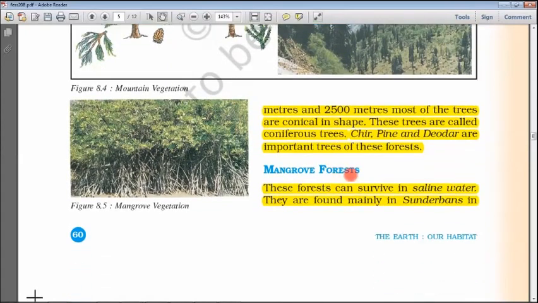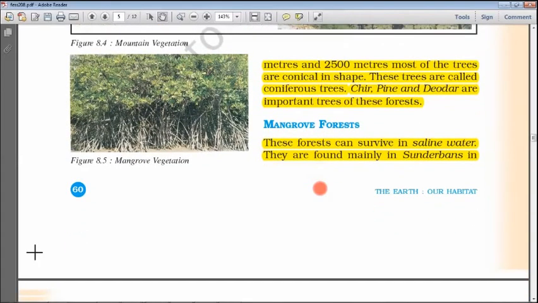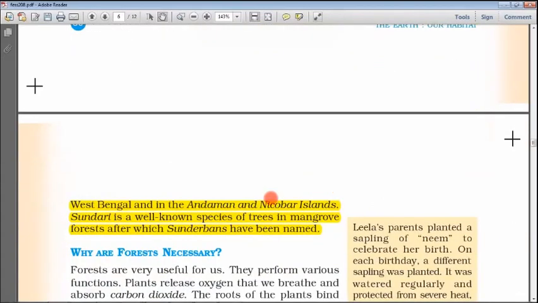And then you have a mangrove forest. These forests can actually survive the saline water. They are mainly found in Sundarbans in West Bengal and in the Andaman and Nicobar Islands. In the Sundarbans, there are trees known as Sundari. This is one of the well-known species of trees in the mangrove forest, after which the Sundarbans are named.